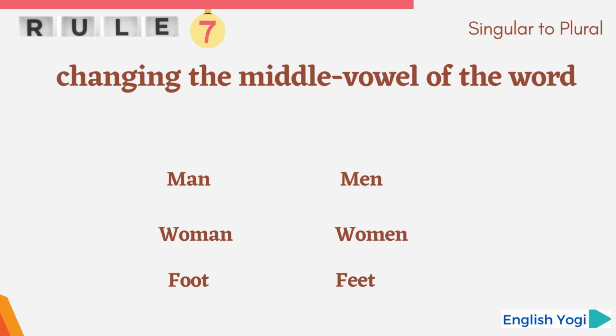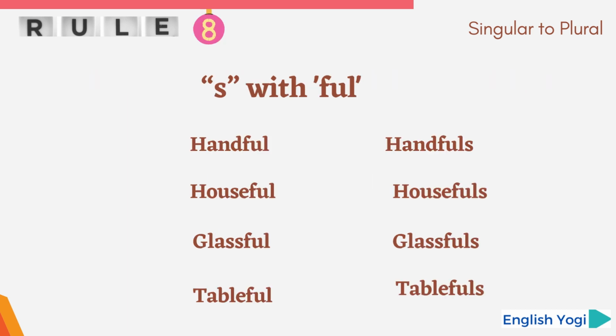The next rule about number is that we use s with words ending in ful. For example, handful becomes handfuls. Similarly, houseful becomes housefuls. So what is the rule? If there is the word ful at the end of a particular word, we use s to make that singular word plural. So these are the basic rules for making singular nouns, pronouns, verbs or determiners into plural form.